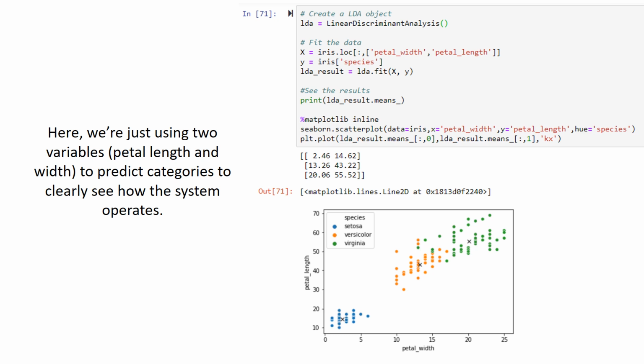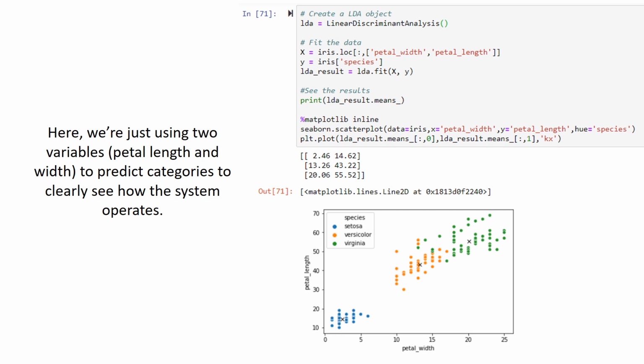Okay, so what about the specific linear discriminant analysis? Well, the very first thing that we do is we're creating an LDA object. So we invoke that linear discriminant analysis, which doesn't take any arguments, and we get back this LDA object. And then all we are doing here is extracting the columns that we want. So from our entire iris data frame, we're just extracting petal width and petal length. We're calling our Y data species, right? That's the data that we want to predict. Those are our classifiers in effect. And we are fitting the data.